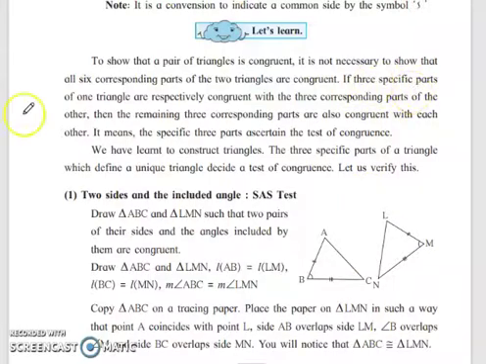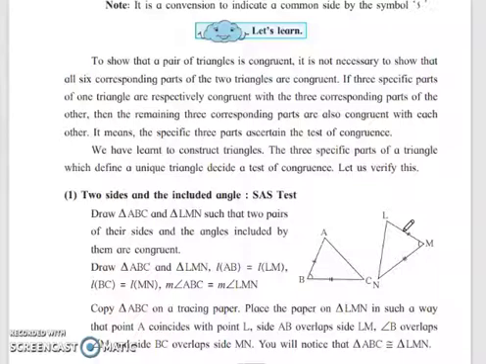If 3 specific parts of one triangle are respectively congruent with the 3 corresponding parts of the other, then the remaining 3 corresponding parts are also congruent with each other. Means we have to show that only 2 sides of this triangle are congruent to 2 sides of this triangle, and one angle is congruent to one angle of this triangle. It is also okay. 3 parts are congruent to each other. Otherwise, we can show that 2 angles of this triangle are congruent to these 2 angles of the second triangle, and one side of this triangle is congruent to one side of this triangle. Then also it is okay.